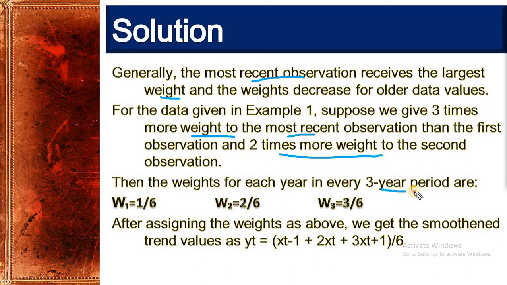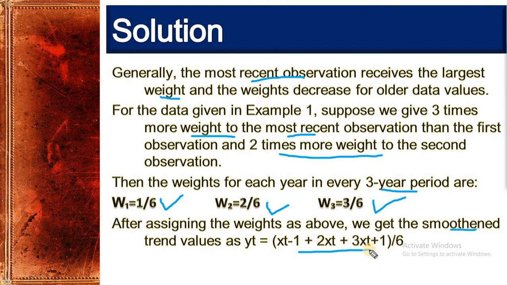Let us see how it is going to happen. The weights can be assigned for the 3 years moving average method like this: the first weight gets 1 by 6, the second weight gets 2 by 6, the third weight gets 3 by 6. Here I have considered 6 just because we have 6 observations in the problem. Since we are dealing with the 3 years moving average method, we are going to consider only 1 by 6, 2 by 6, 3 by 6. After assigning the weights, we can get the smoothed trend value using this equation.